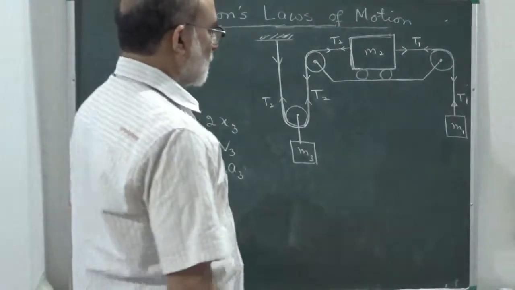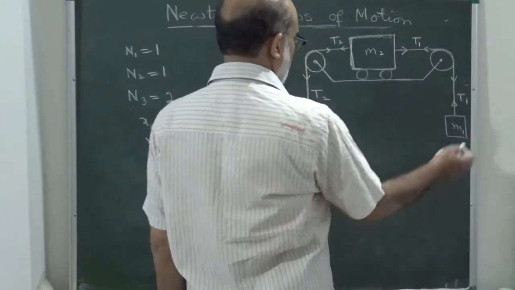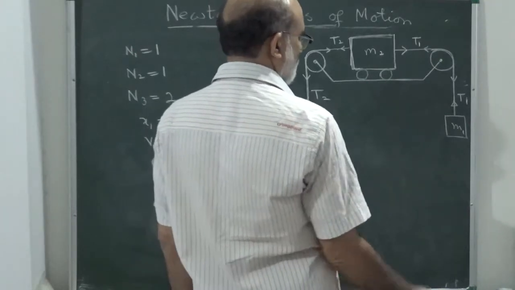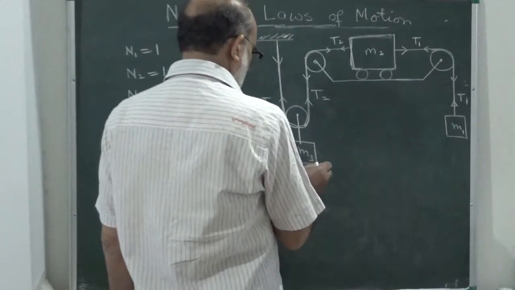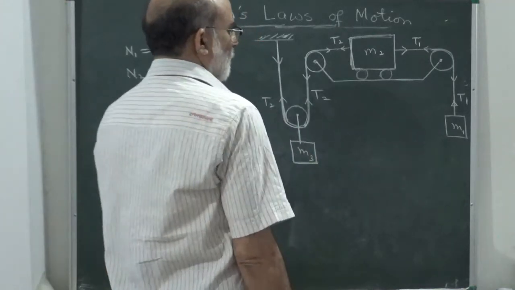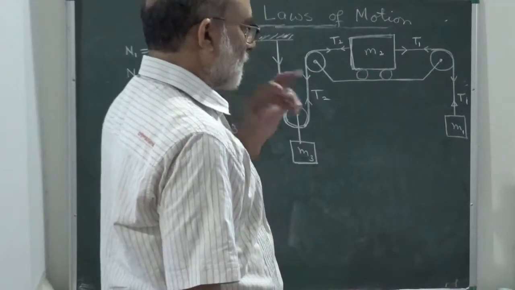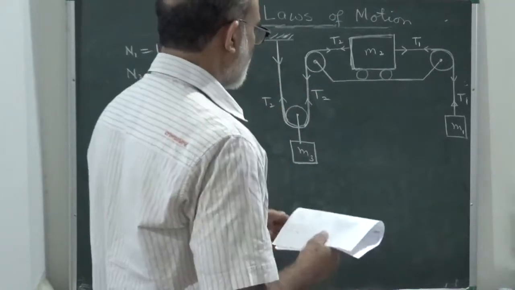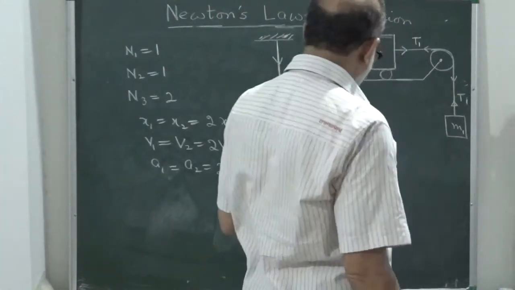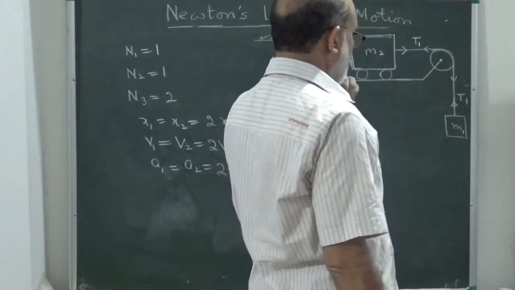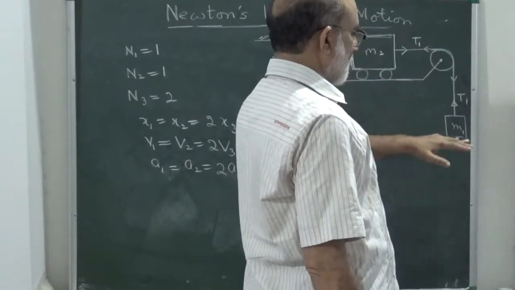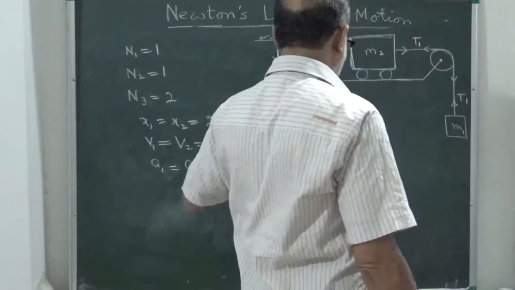Now you can write the equation of motion simply here. Suppose this one is moving down and this one is moving up. You suppose any one of them to be moving up and another to be down. If your result comes out to be negative, it means your assumption was opposite. If you assume this one to be accelerating down and M3 to be rising up, but the result comes out negative, it means your assumption was wrong. M3 is accelerating upward and this is going down.